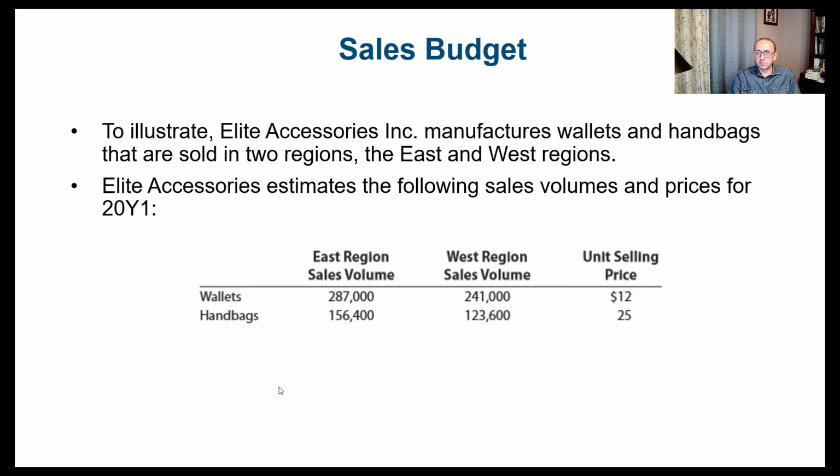So now let's apply this example on the sales budget. So Elite Accessories Incorporated manufactures wallets and handbags that are sold in two regions, the East and the West regions. Elite Accessories estimates the following sales volume and prices. So they have the wallets, they have the handbags for the East region, the West region, and the selling price is the same for both regions, which I think would simplify our process. In some examples, we might find that the selling prices might differ from one region to another.